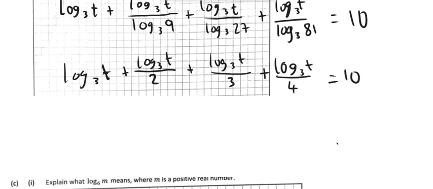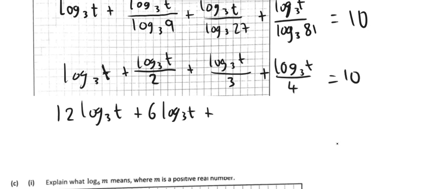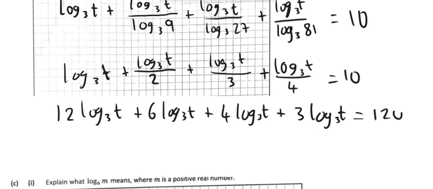So we need to basically get rid of all the bottom. If you just multiply everything by 12, it might be a simpler, quicker way of doing this, so you get plus 6 log t to base 3 plus 4 log t to base 3 plus 3 log t to base 3 is equal to, and then we have to multiply the right hand side by 12 as well, so 120.